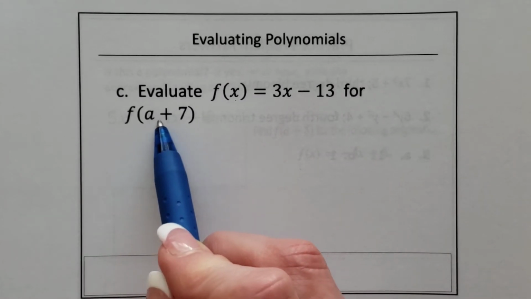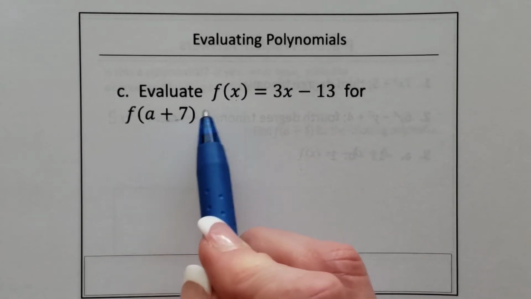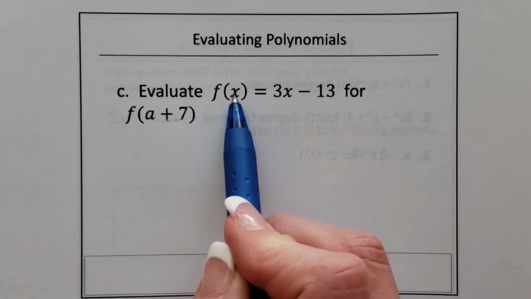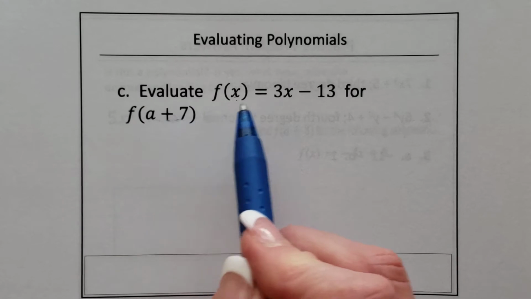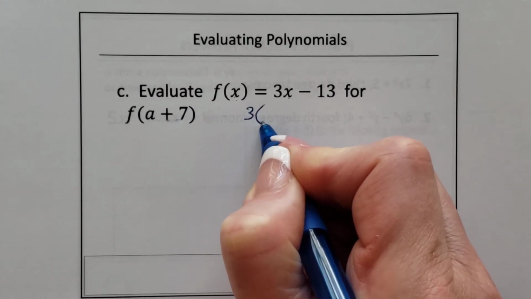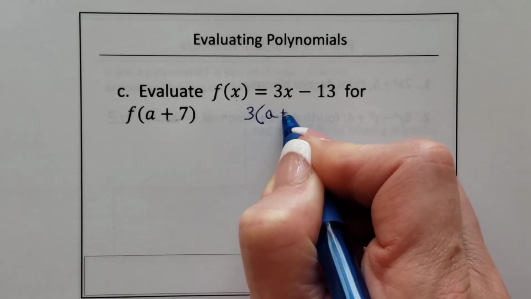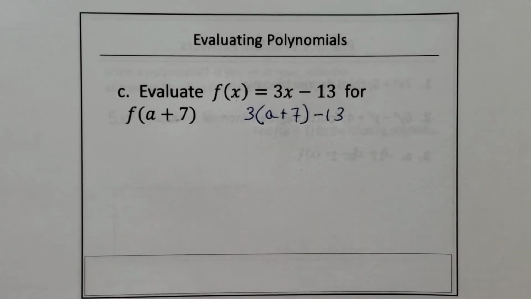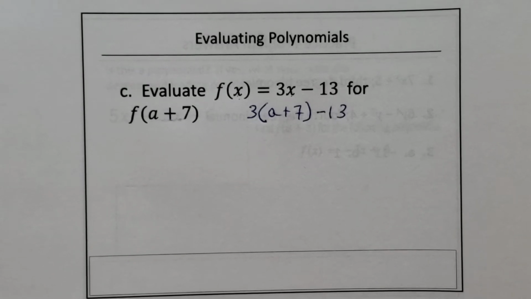All right, now on this problem, they want us, once again, to find f of x for f of a plus 7. Well, a plus 7, do you see it's in the place of x right there? So I'm going to plug in this whole value for x in this equation. So 3 times x, well, the value of x is a plus 7 minus 13.